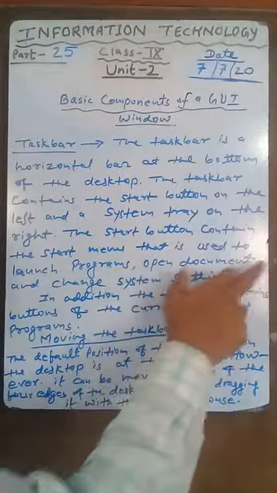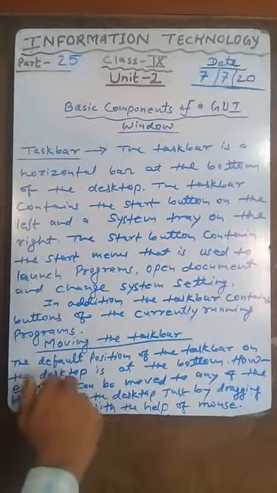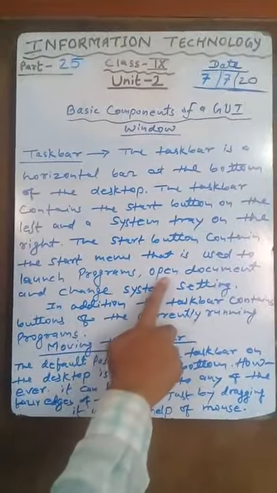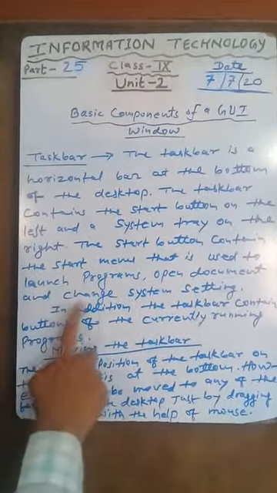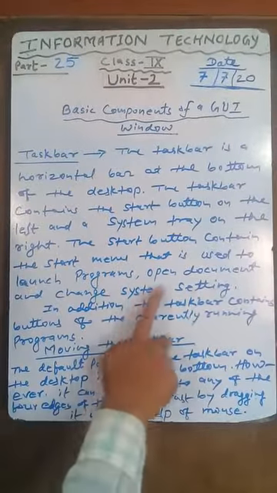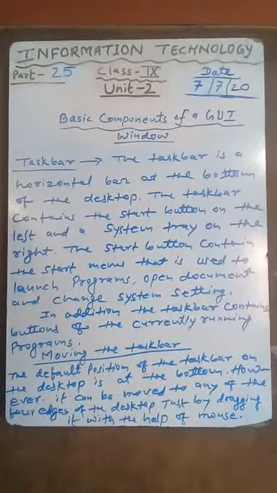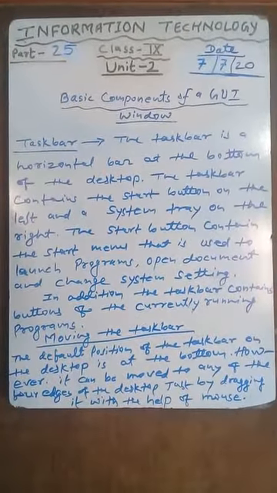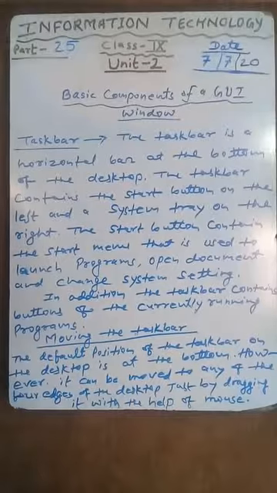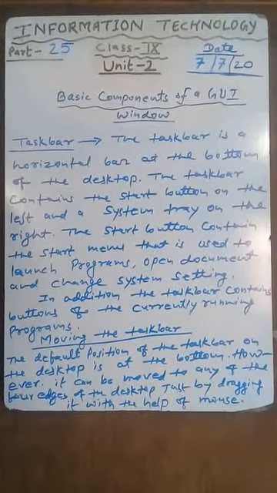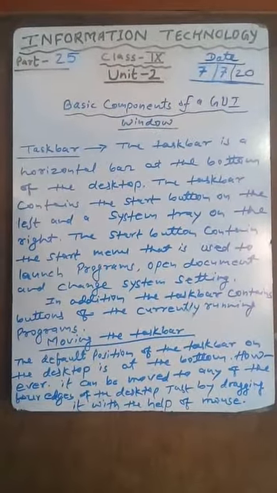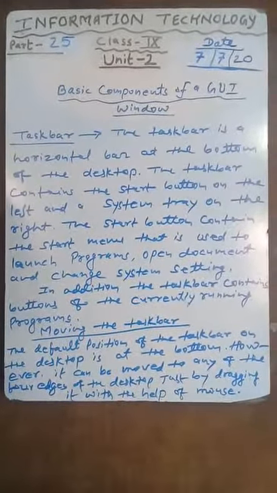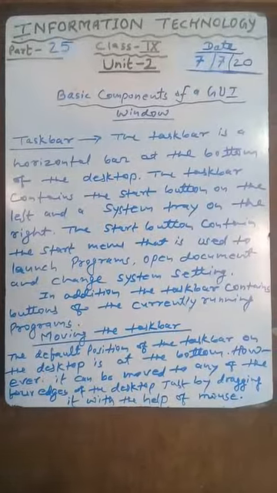The start button contains the start menu that is used to launch programs, open documents and change system settings. That means the start menu is used to launch different types of programs and open different types of documents. And we can also change the settings of our computer system.